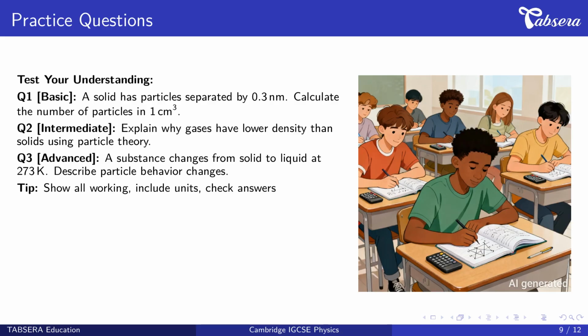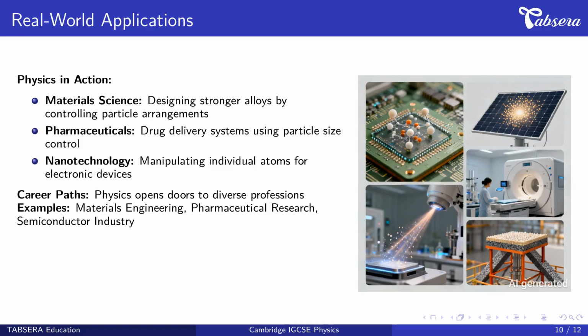Question 3 is advanced. The question is, a substance changes from solid to liquid at 273 Kelvin. Describe the particle behavior changes during this phase transition. This tests your analytical understanding of particle dynamics. For all questions, remember to show your working clearly, include units in every step, and check your answers make physical sense. Physics principles power our modern world.